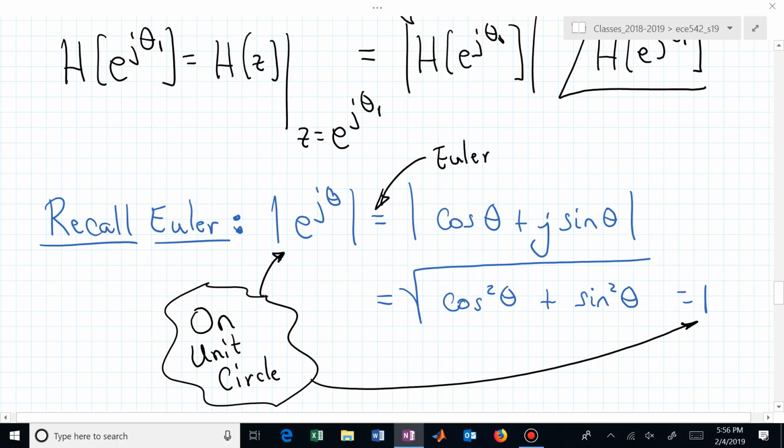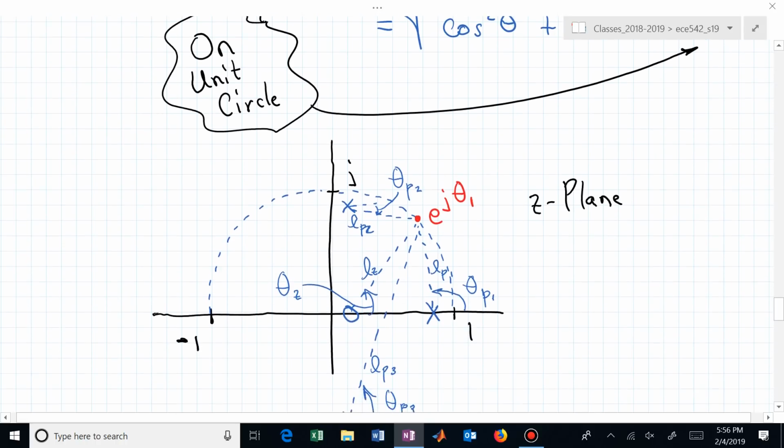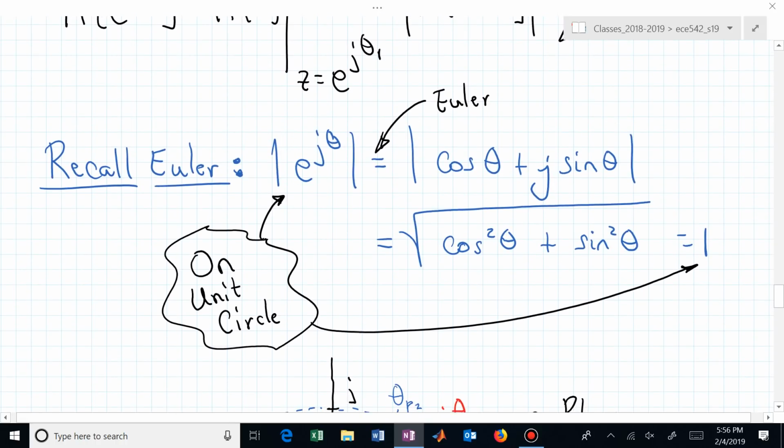Anyway, cosine squared plus sine squared is equal to 1. Maybe you'll never forget that. Maybe you can forget the joke, but maybe the joke will remind you of where that comes from. So e to the j theta has a magnitude of 1. I needed to get your attention somehow.